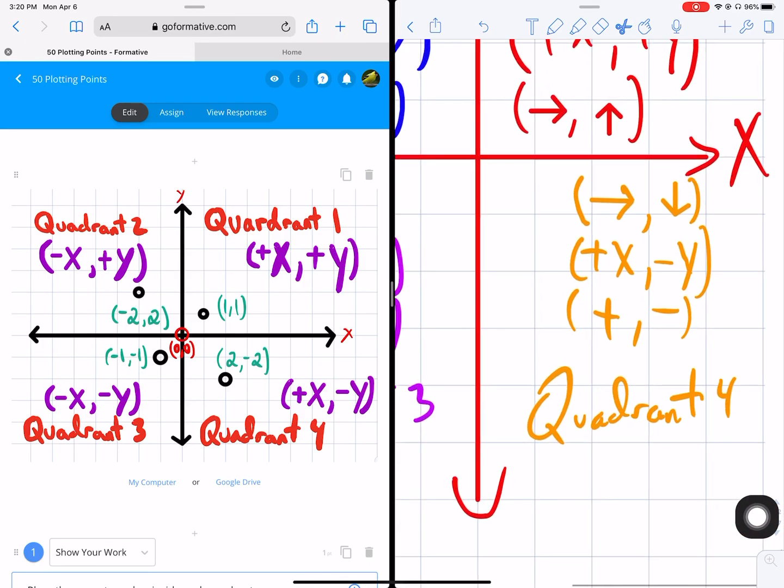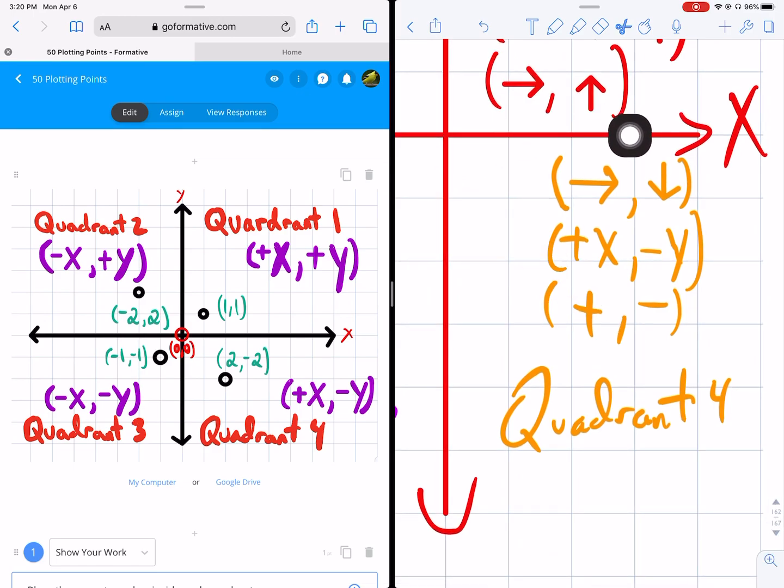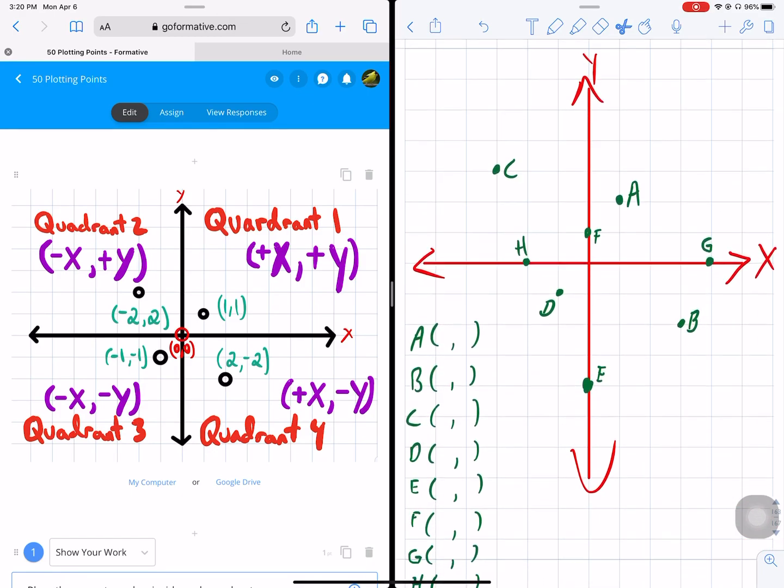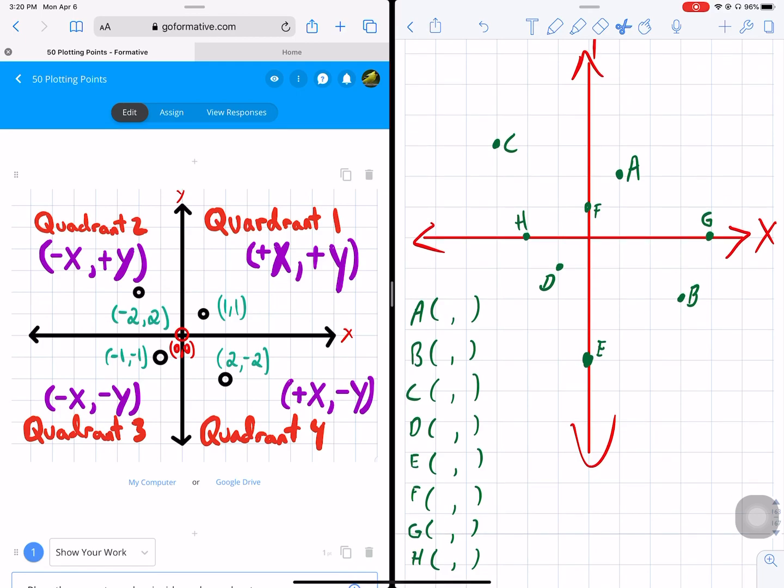Quadrant 4, the x is going to be positive, but the y is going to be negative. So 1, negative 1, or 2, negative 1, 3, negative 3. So the first one's going to be positive, but the next one's going to be negative. That's quadrant 4. That is a great cheat sheet to remember. Picture that. You need a picture of that. So that will pay off in AGS 1, 2, 3, and anytime you do some graphing, you'll need to know plotting, graphing.